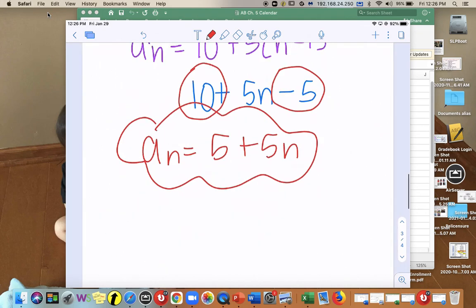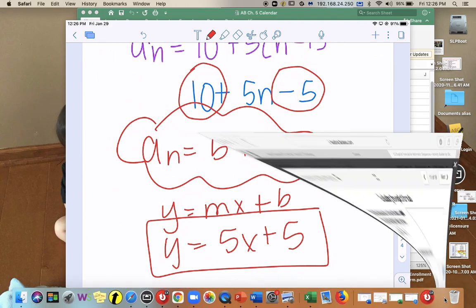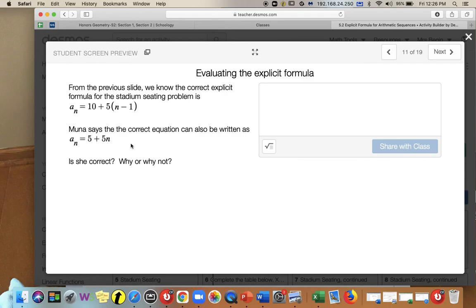And another way even to write it, if we're talking about y equals mx plus b, we can see that our slope is 5. And we could see that if there was a row 0, there would be 5 seats in that row, because row 1 starts with 10 seats. And so if we go backwards, we can subtract 5 seats, and we would have 5 seats in row 0 if there was a row 0. So there's actually many ways to write that equation, and so Muna is correct. She can distribute and simplify the equation, and she'll get 5 plus 5n, or 5n plus 5. So yes, she is correct. If you distribute, we get her equation.